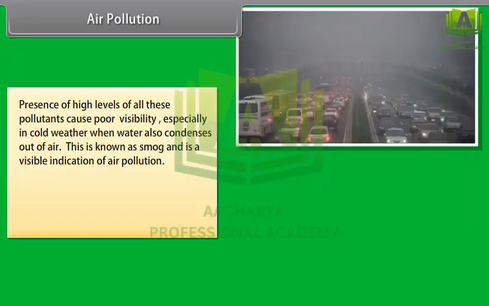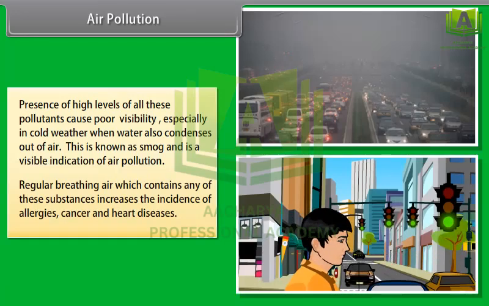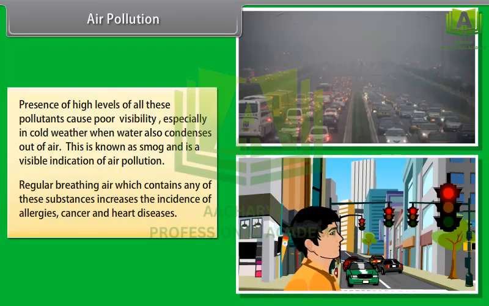Presence of high levels of all these pollutants cause poor visibility, especially in the cold weather when water also condenses out of air. This is known as smog and is a visible indication of air pollution. Regularly breathing air which contains any of these substances increases the incidence of allergies, cancer and heart diseases.